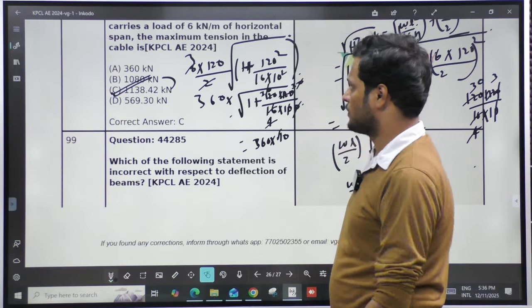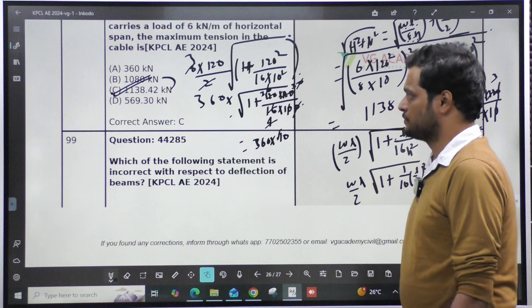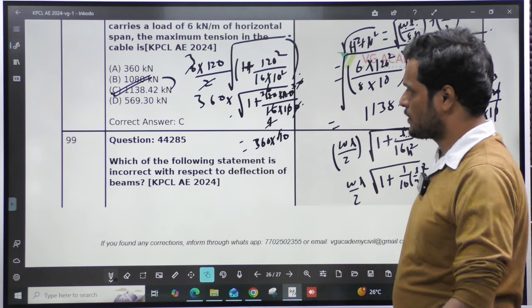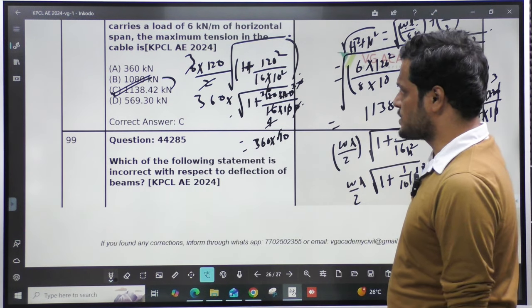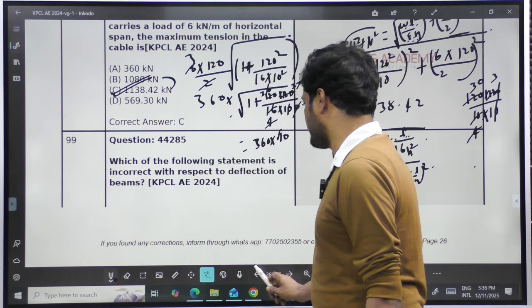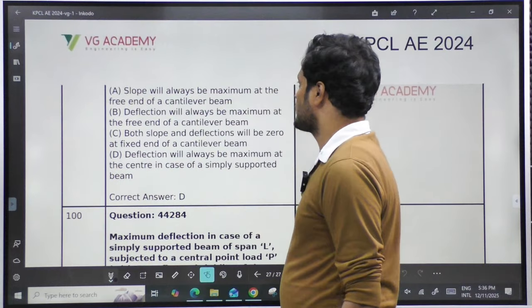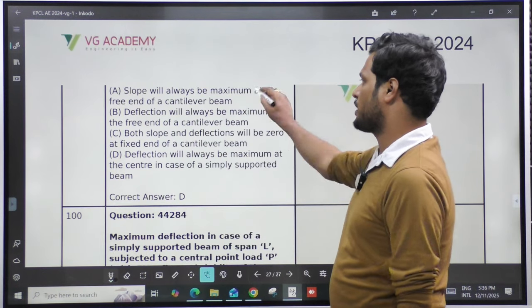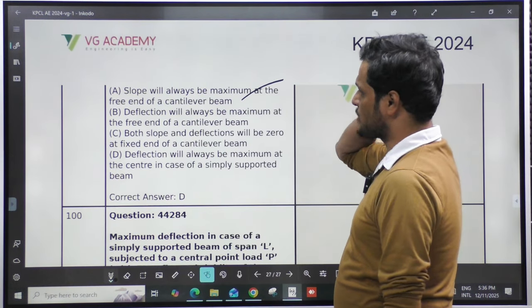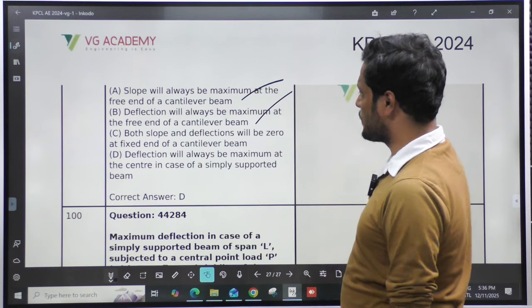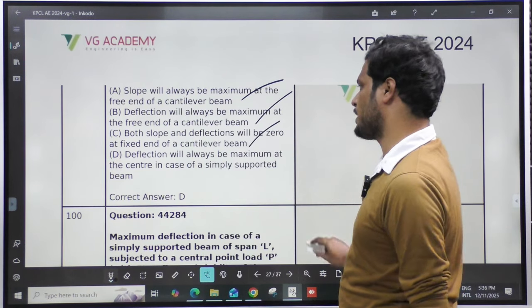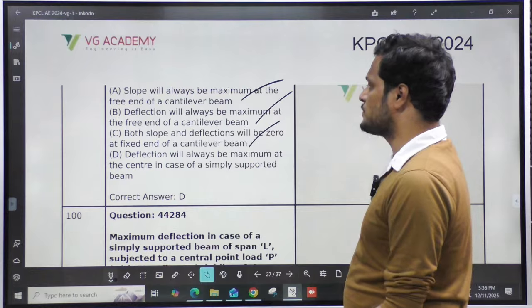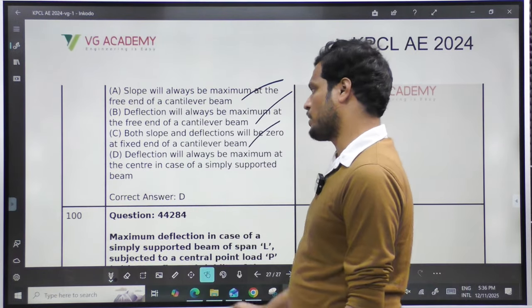Exactly, easy, good, with 3.16. Okay. Which of the following statements is incorrect with respect to deflection of beams? Slope will always be maximum at the free end of a cantilever, correct. Deflection will always be maximum at the free end of a cantilever, correct. Both slope and deflection will be 0 at the fixed end, correct. Deflection will be maximum at the center in case of simply supported, need not be.